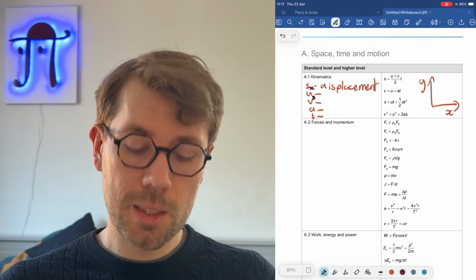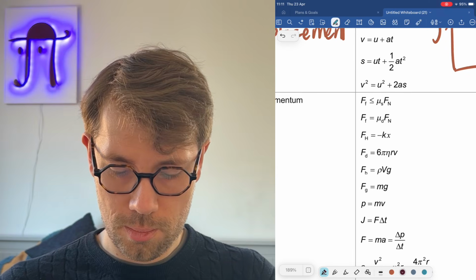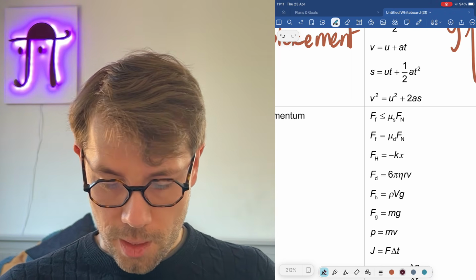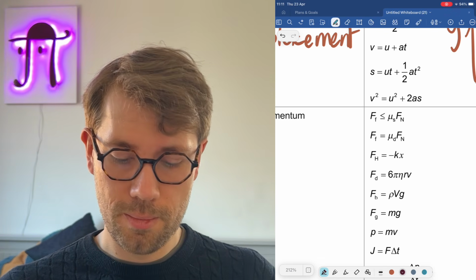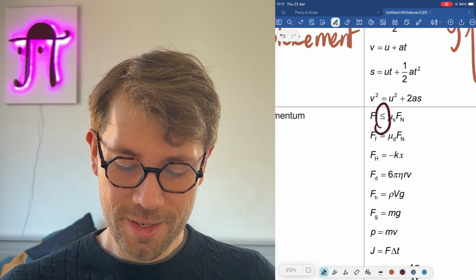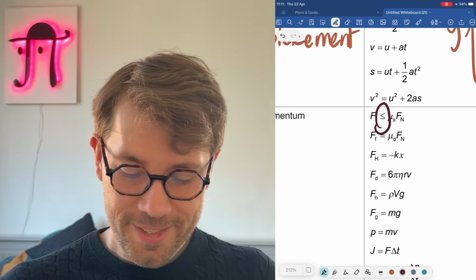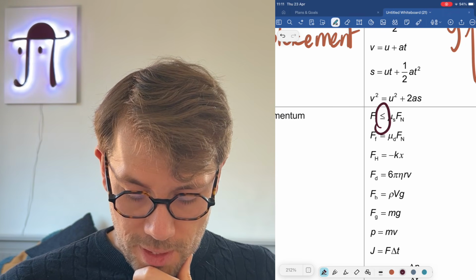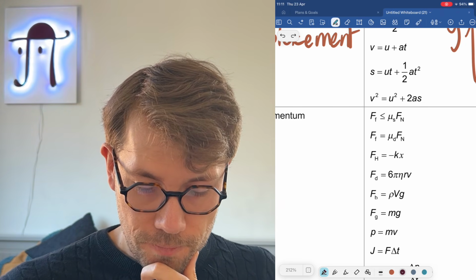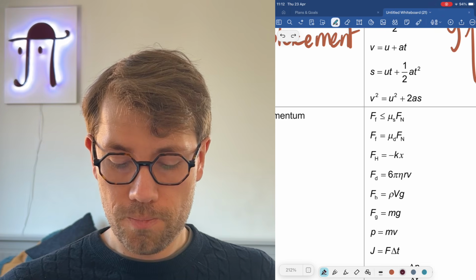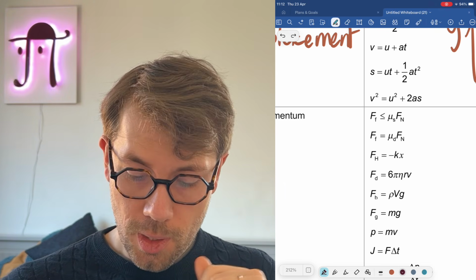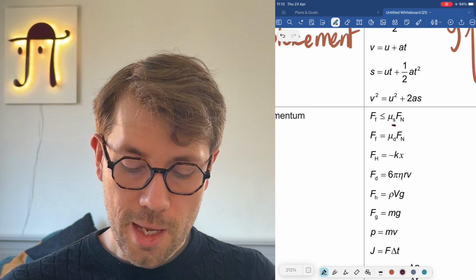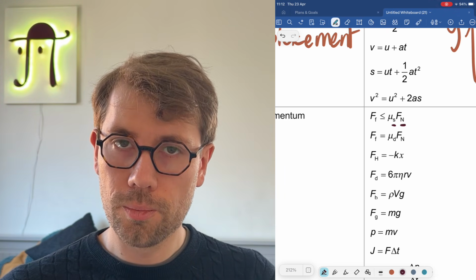So let's look at the next set of formulas in A2. So we've got the force of friction, and this is the only equation in the formula booklet which isn't quite an equation. We've got this weird is less than or equal to sign, and we have to understand what that means. So we've got our frictional force is less than or equal to the coefficient of static friction times the normal force.